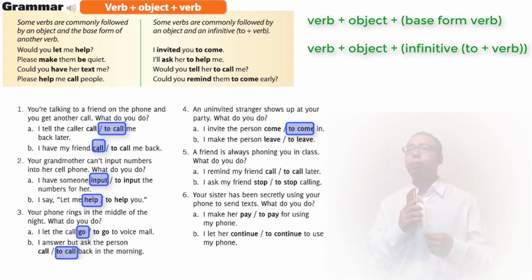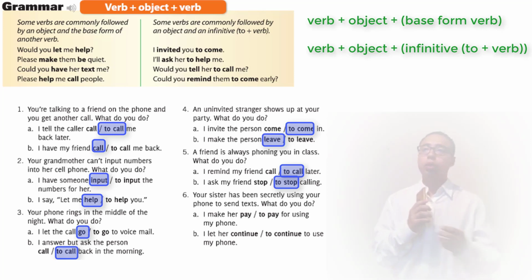B, I make the person leave. Now here we have the word make. Remember, look at the grammar box. We have the words make, let, and have, and help. So it's just things that you have to remember. So it's I make the person leave. So it's not something you're asking them to do, it's something you make them do. Okay, number five. A friend is always phoning you in class. What do you do? I remind my friend to call later. Okay, B. I ask my friend to stop calling. I ask my friend to do what? To stop calling.